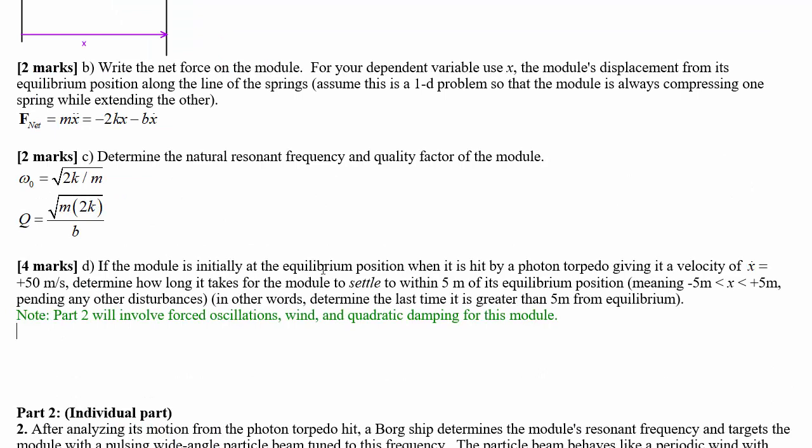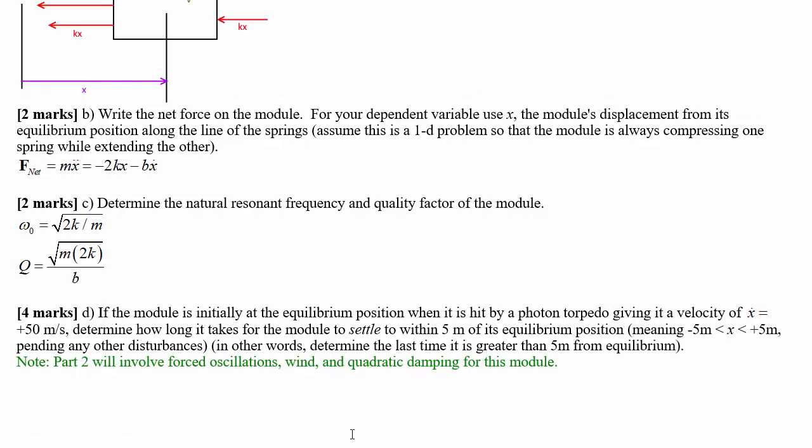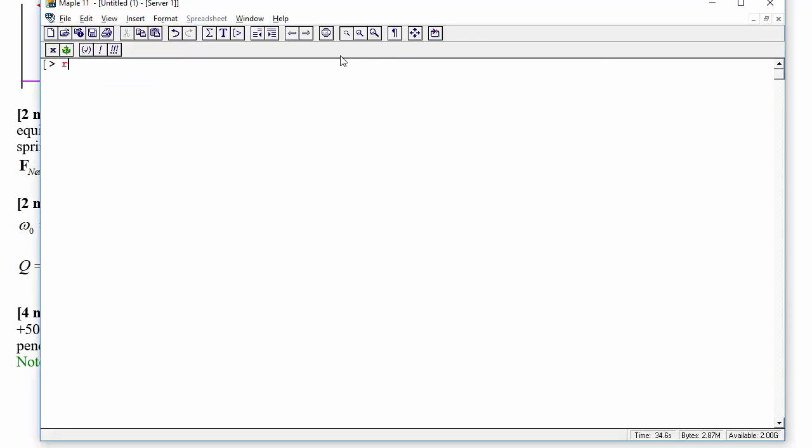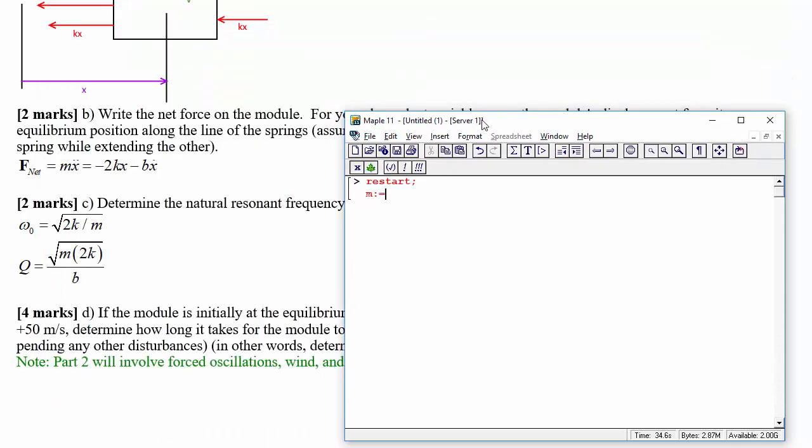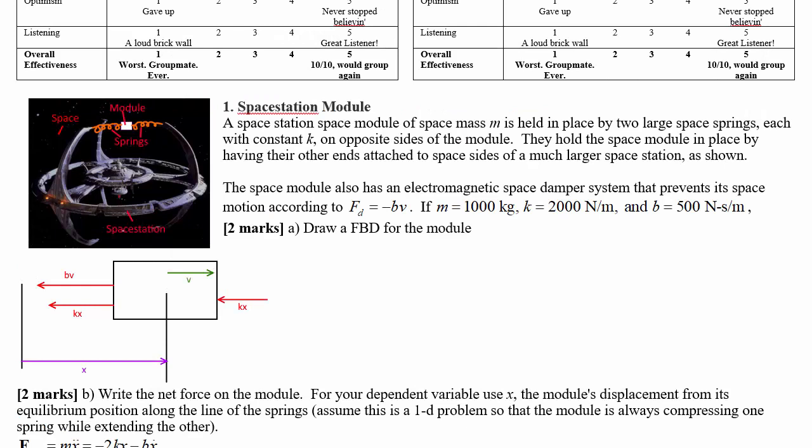If the module is initially at the equilibrium position, when it's hit by a photon torpedo, giving it a velocity of x dot is plus 50 meters per second, determine how long it takes for the module to settle to within 5 meters of its equilibrium position. All right, so for this one, we're going to actually solve the differential equation. And to do that, we'll use Maple here. So we'll put in the parameters that we've got in the program here.